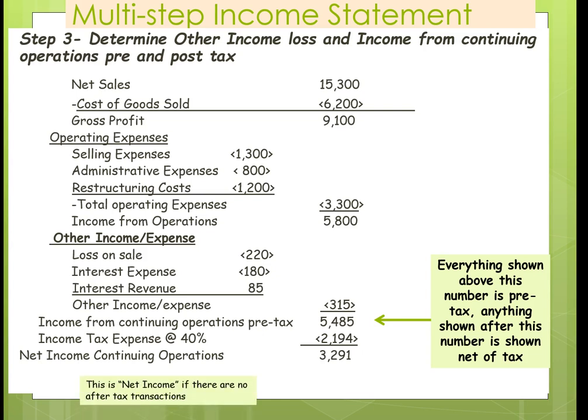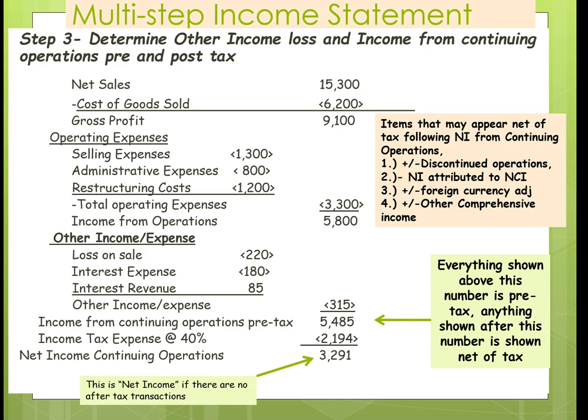And this is net income if there are no other taxable types of transactions, or if there isn't a discontinued operation, or there's no other comprehensive income. But of course, in our case, there is. Now, what follows?